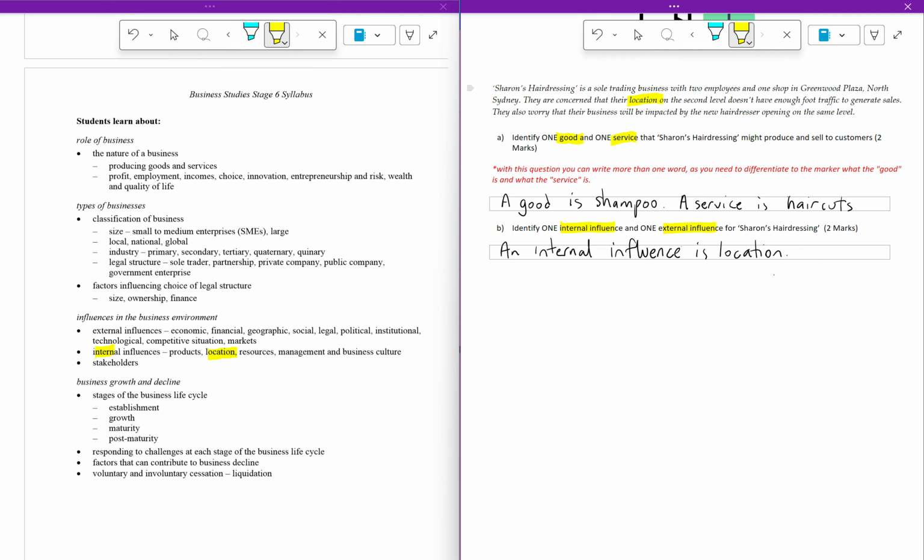They also worry that their business will be impacted by the new hairdresser opening on the same level. So I look at the syllabus again, and I'm going for external influences. Economic, no. Financial, no. And as I read through these, I'm looking for one, hey, competitive situation. And that is the new hairdresser opening. So I'm going to then write that into my answer. And an external influence is competitive situation. And that is how we identify using a stimulus.